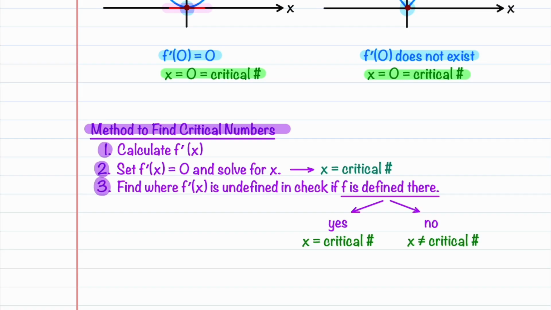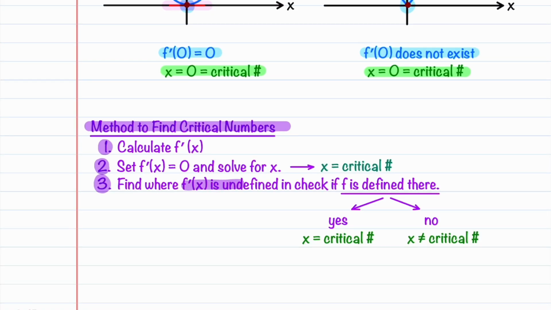And then the third step is you're going to find where the derivative is undefined. If f prime of x has a numerator and a denominator, this is where you set the denominator equal to 0 because that makes it undefined. Once you have that point, you have to then check if your original function is defined there. If it is, then that value x is a critical number. But if the original function isn't defined, where f prime isn't defined, then you don't have a critical number.